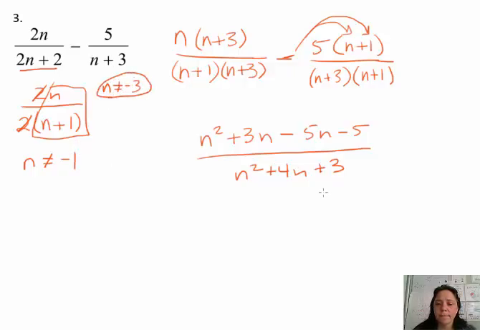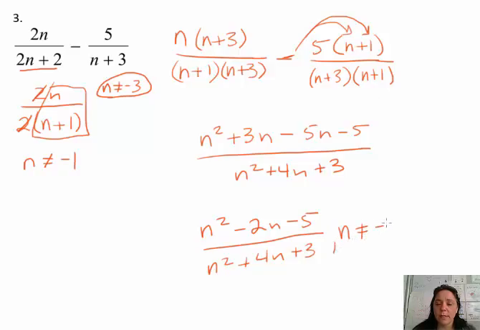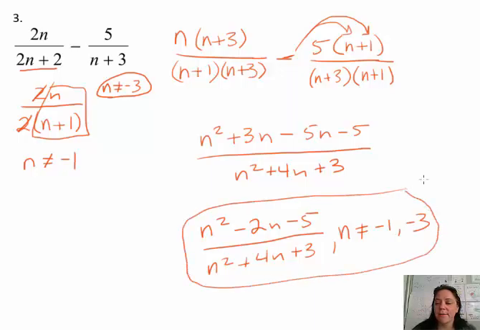Very important. So now we just need to collect up our like terms. n squared minus 2n minus 5 all over n squared plus 4n plus 3, and n not equal to negative 1 or negative 3. And there's our final answer. You can do the last problem here yourself and the problems on the other side.